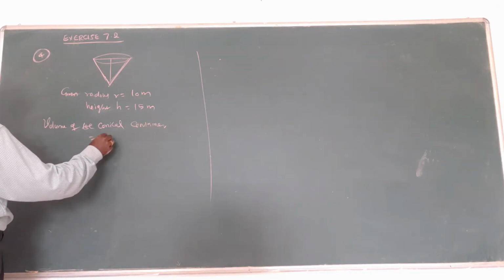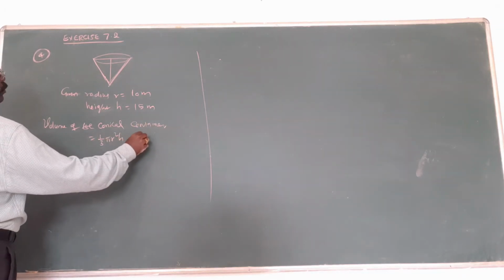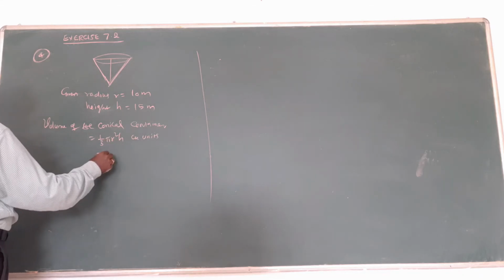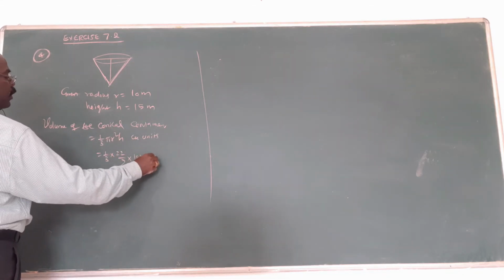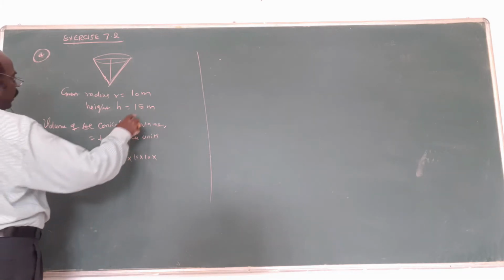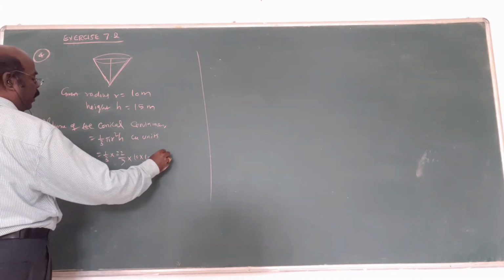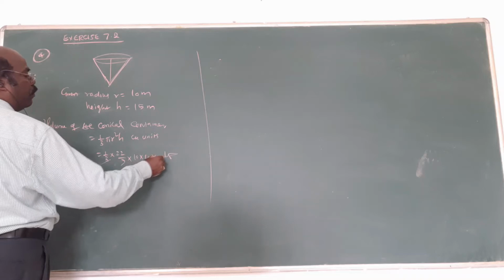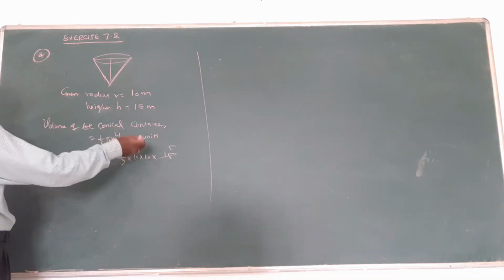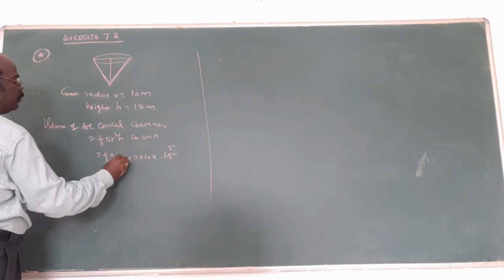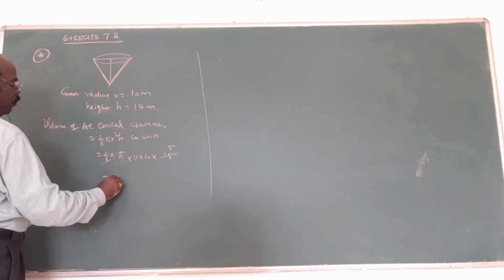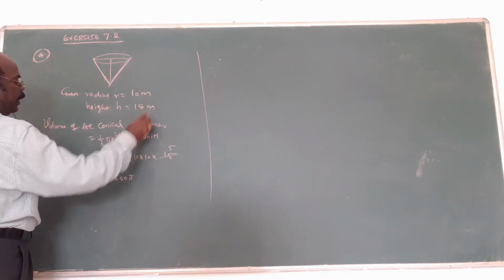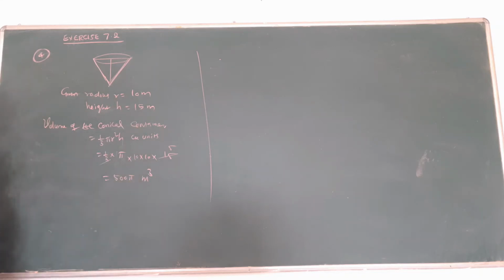What is the formula? 1 by 3 pi r square h. Am I right? 1 by 3, 22 by 7, r square is 10 into 10, h is 15. 1 times 5 times. Then 10 times 10 is 100, 100 times 5 is 500. 500 meter cube is what we need. That's the volume. Now what is given?